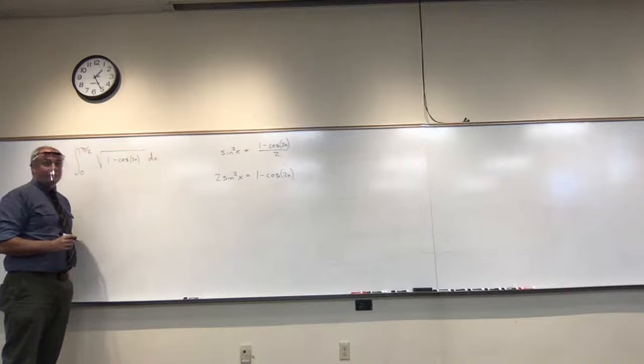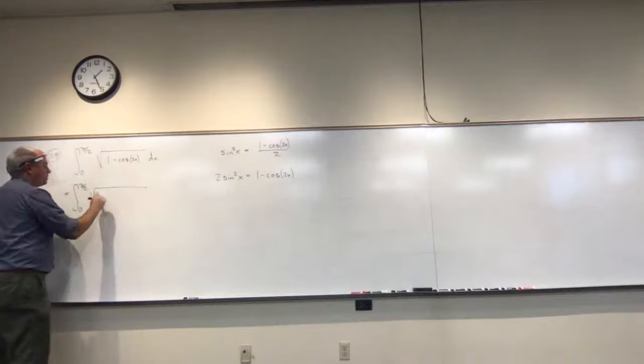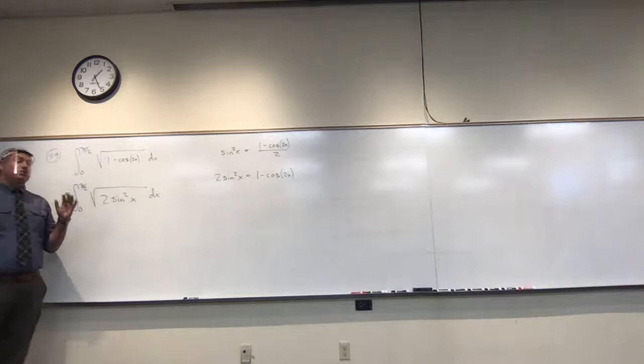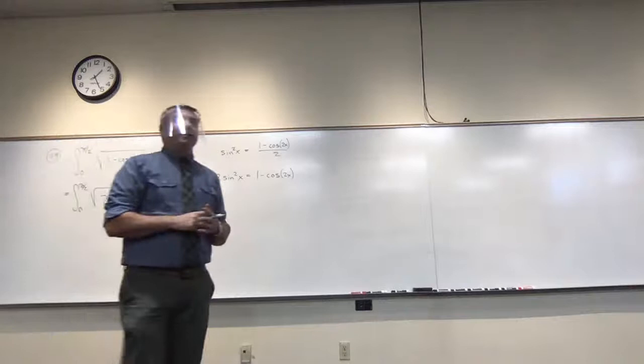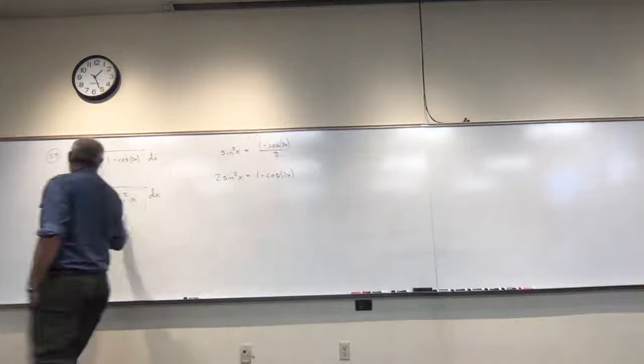Okay, so let's do it. So I get the integral from 0 to pi over 2 of the square root of 2 sine squared x dx by our half-angle identity. By the way, in this chapter, I officially expect you to know the half-angle identities because they come up so much, and they will throughout the course. Okay, the square root of 2 is just a constant. It could just be pulled out completely.